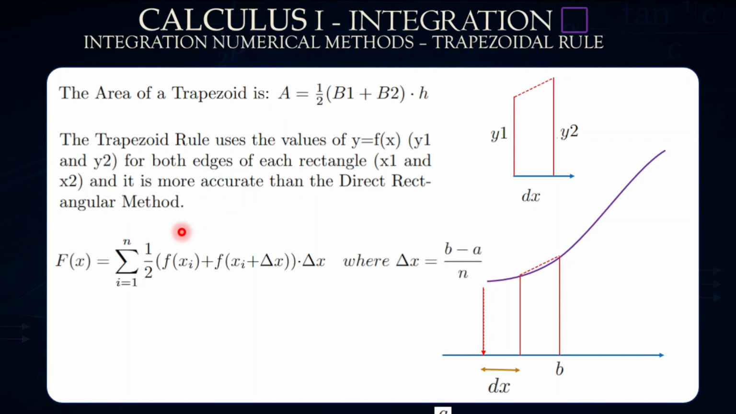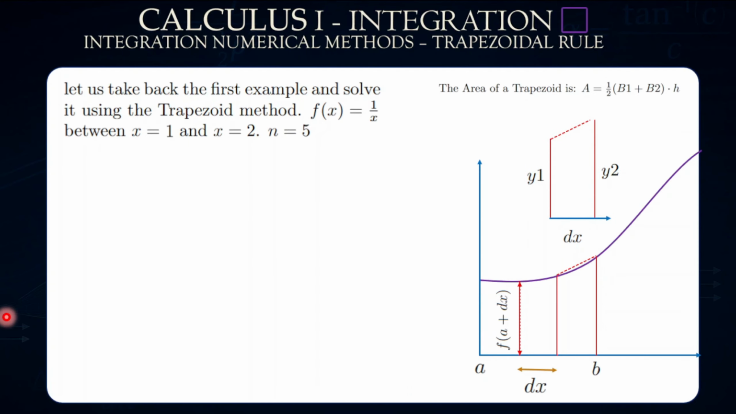The formula for that: f(x) is equal to sigma i equal to 1 going to n, which is the number of slices, 1/2 f(xi), which is the height of the first x, plus f(xi plus delta x), which is the value of y for the next x on the rectangle, multiplied by delta x, where delta x is equal to b minus a divided by n, which is the height of the trapezoid in this context.